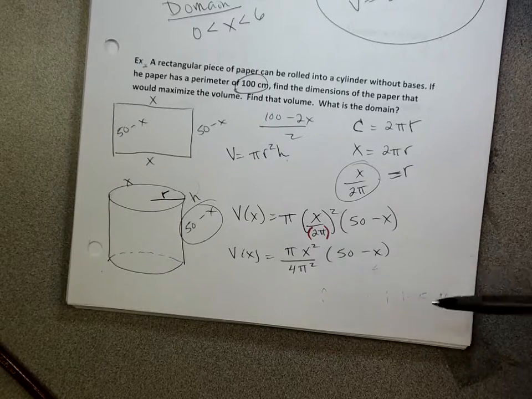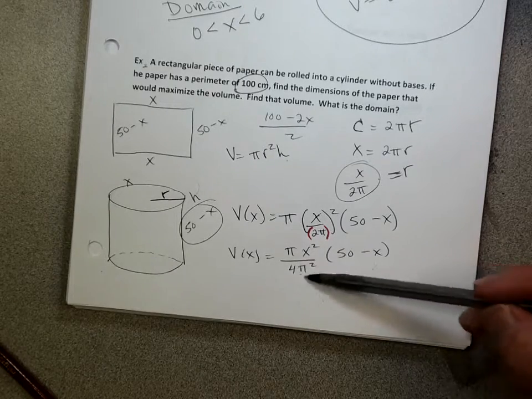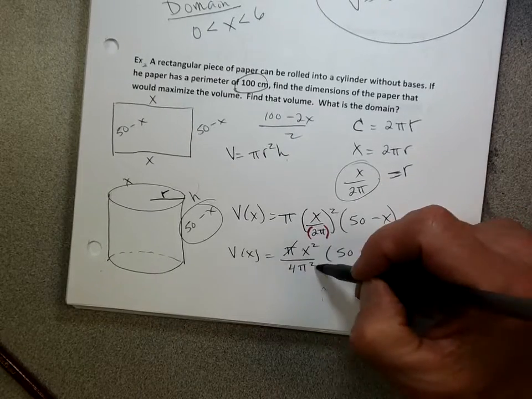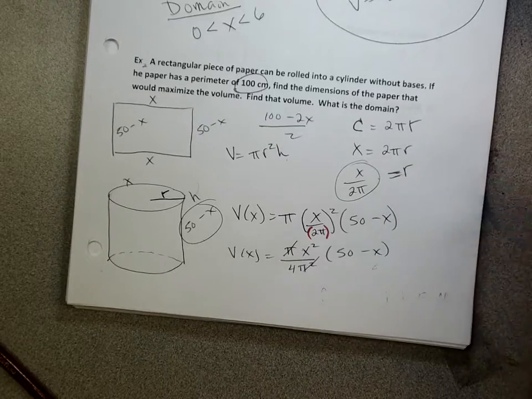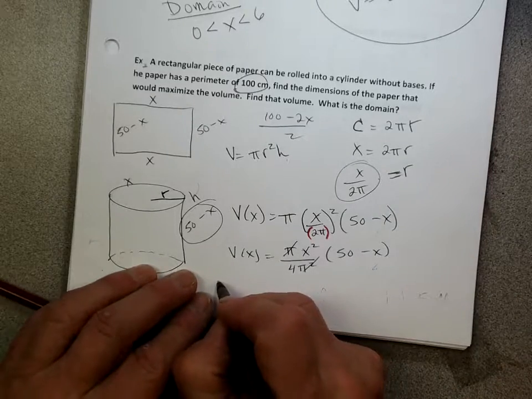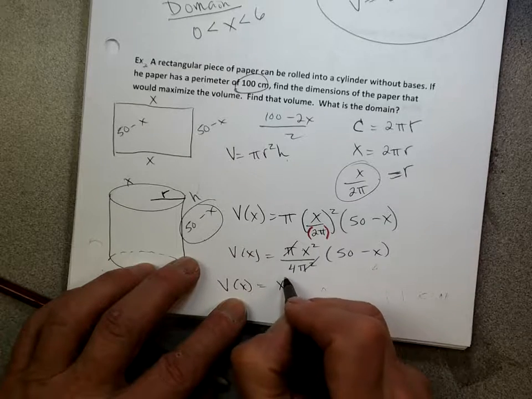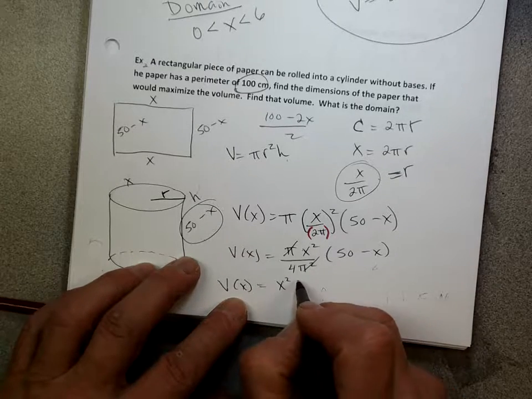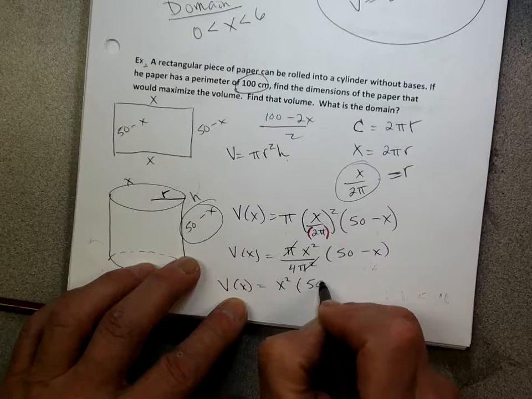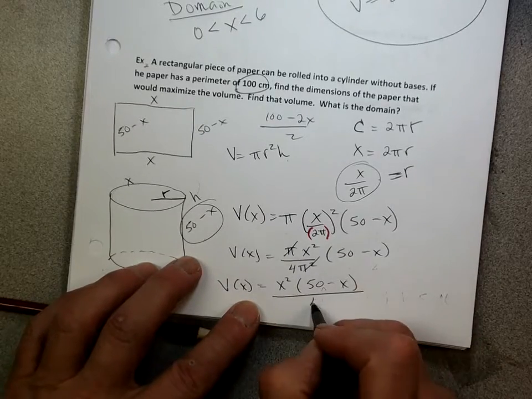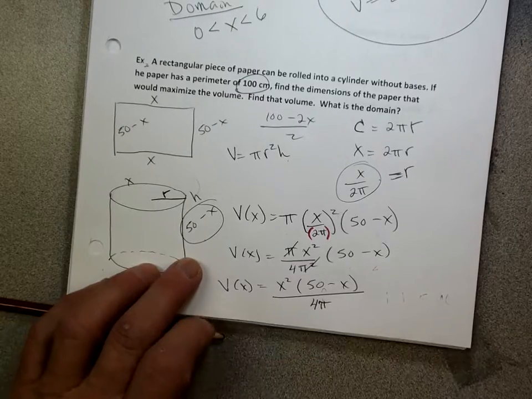I'm going to do one more simplification. I see a pi and a pi squared, right? So let's cancel a pi for a pi. And so another version of this would be V of x equals x squared times 50 minus x, divided by 4 pi, all right?